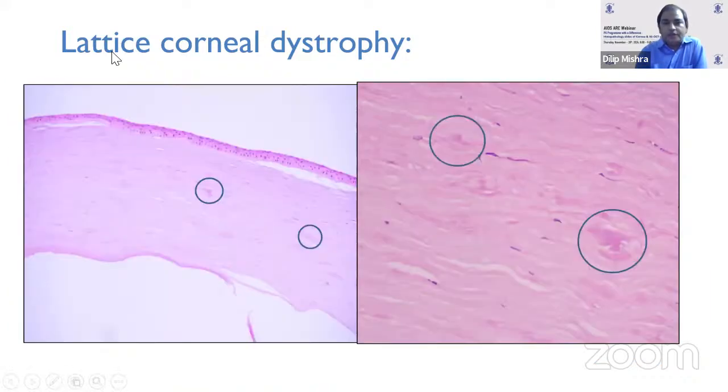And on histopathology, you can see there is amorphous eosinophilic material. They are present in between the lamella. On higher magnification, you can see on the right side, these are the eosinophilic material deposits in between the lamella of the stroma.